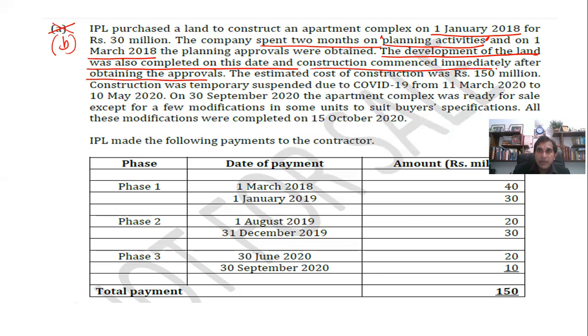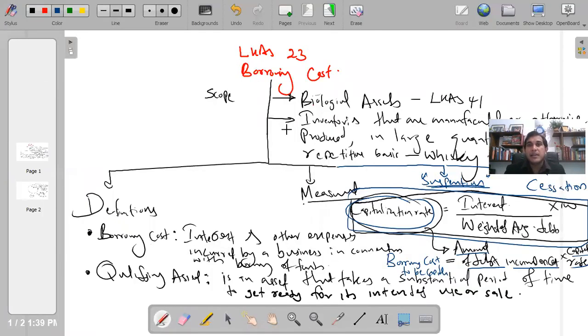Obtaining the approval. Right, now what is the conclusion? Now you have been given 2 dates, 1st of January 2018 and 1st of March 2018. Now you are considering when you are going to commence, when to start your capitalization. I forgot to tell you, there are a few conditions to be checked when it comes to commencement of capitalization.